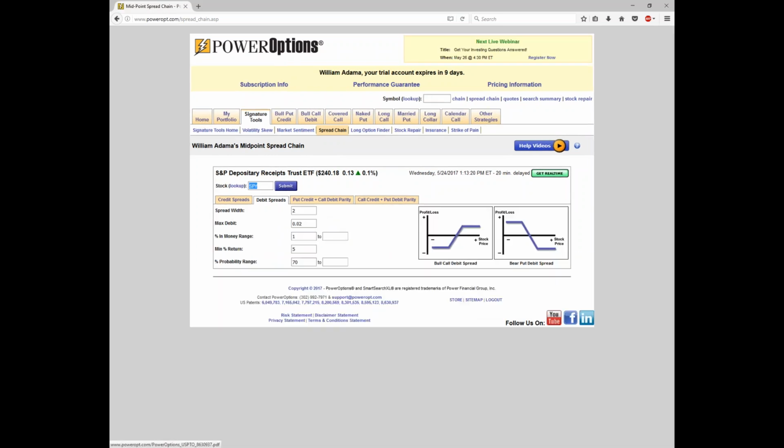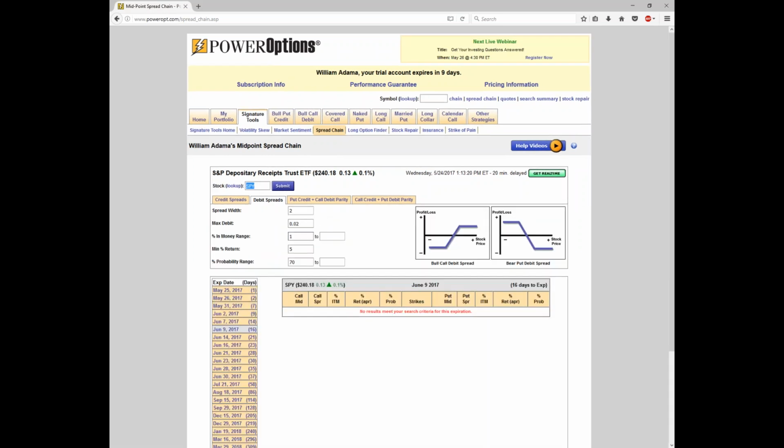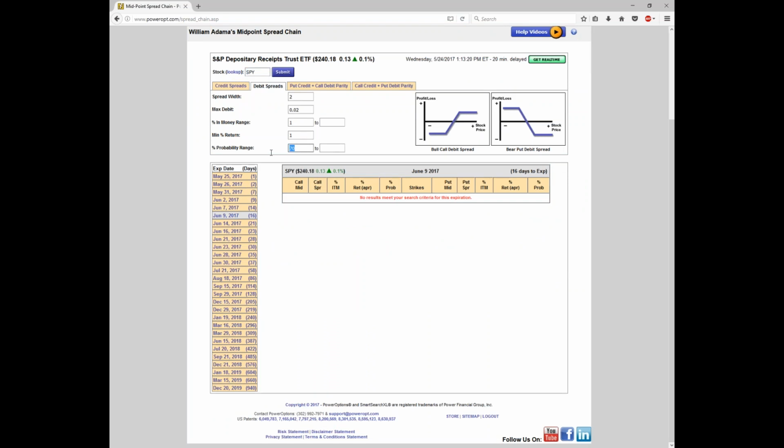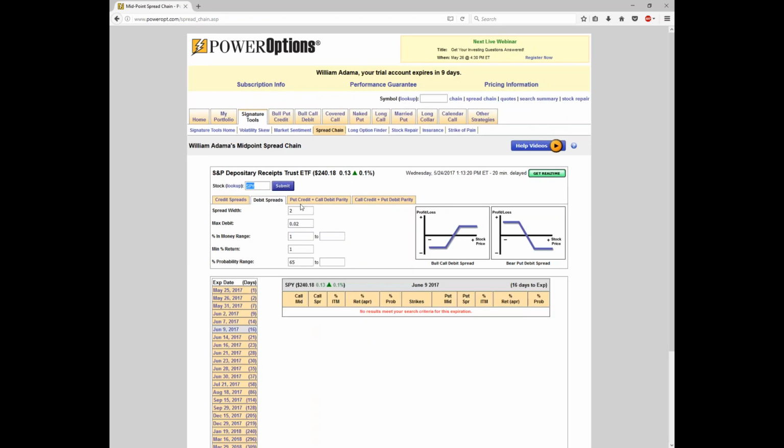SPY, Mike, you got to go 1%. Take that out. I might have to drop the probability in a second here. Okay, well, anyway, this is the tool I would use.